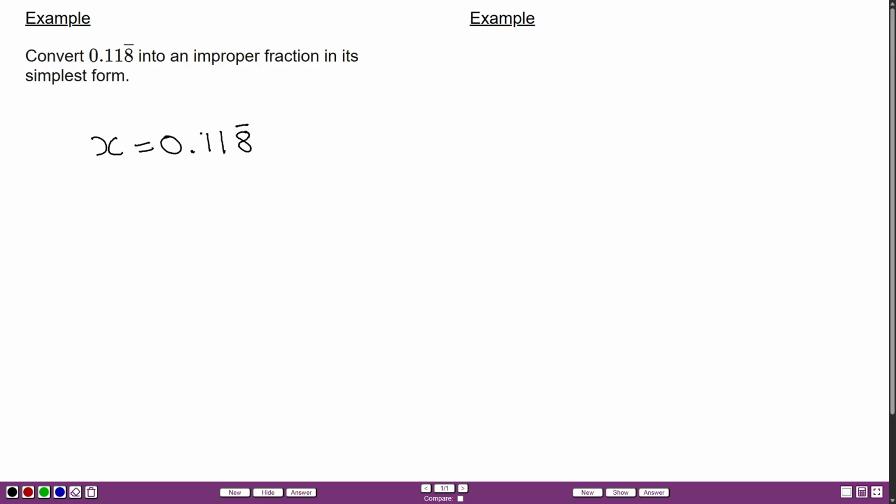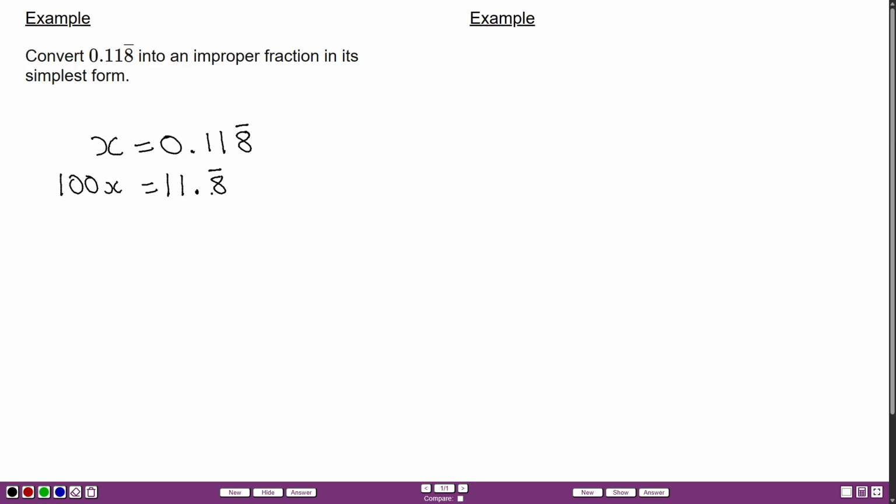Now at the moment, my recurring part is in the thousands column, so I need to shift it to the tenths column. So we're going to multiply by 100. So that's going to give me 100x. And then when I multiply this by 100, I get 11.8 recurring. And crucially, the recurring part is immediately after the decimal point now.